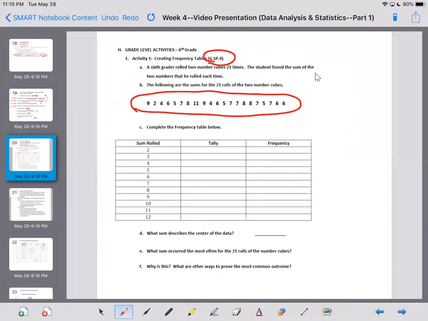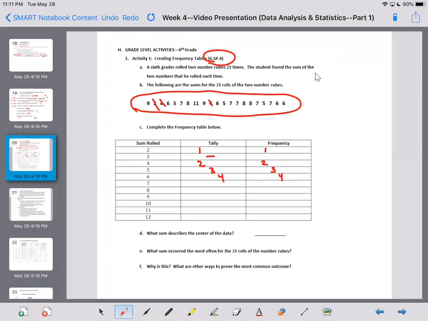And so we could say, well, I saw there was a 2 that happened one time, and there were no 3s, so I'm just going to put a dash. So we would say the frequency was 1. And then how many 4s? Well, there were 2 4s. And so that was a frequency of 2. 5, we had 3 5s. So that's a frequency of 3. What about 6? Well, we had 4. So that's a frequency of 4.